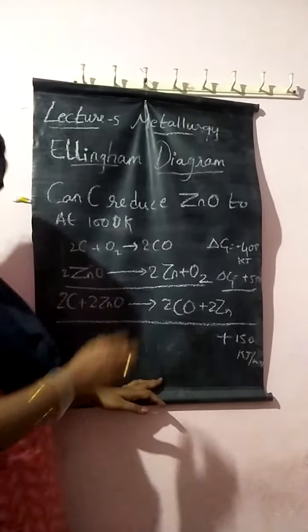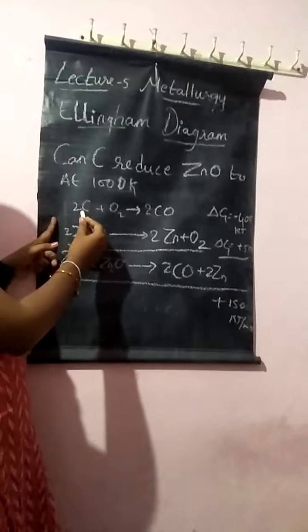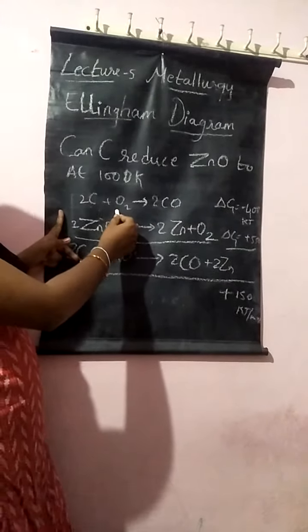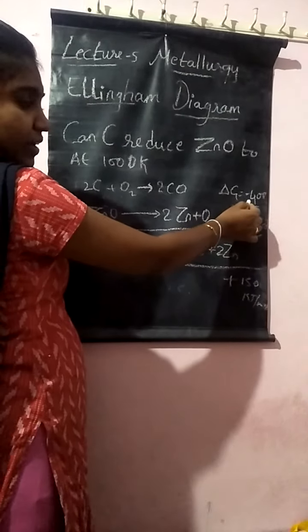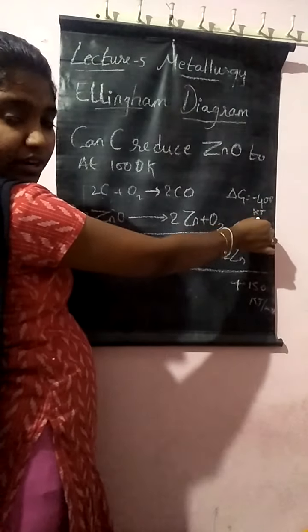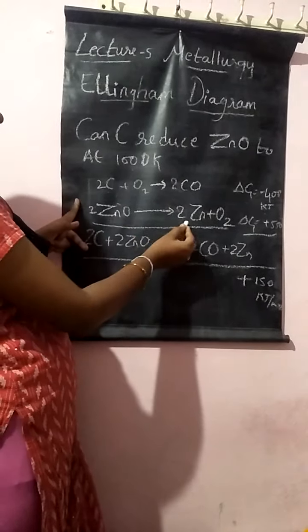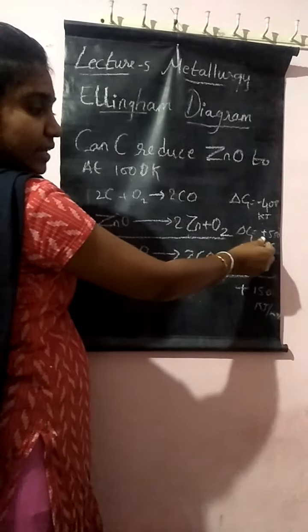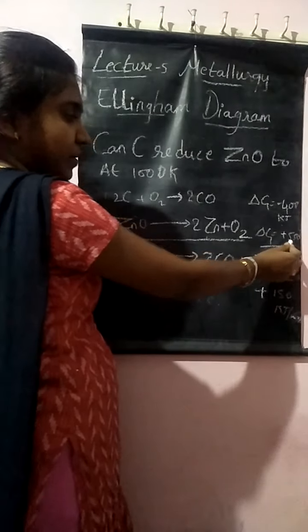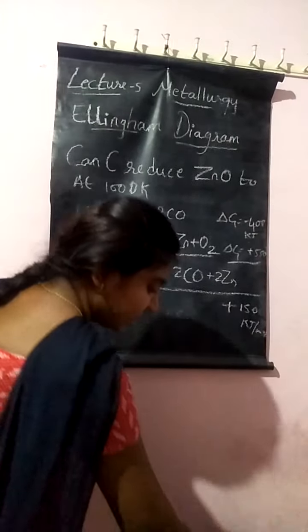So here, carbon on reacting with oxygen gives carbon monoxide. The delta G value is found to be minus 400 kilojoules per mole. This is at 1000 Kelvin. And for zinc oxide converting into its corresponding metal, the delta G value is found to be plus 550. Where did I get these delta G values? It is from the graphs.